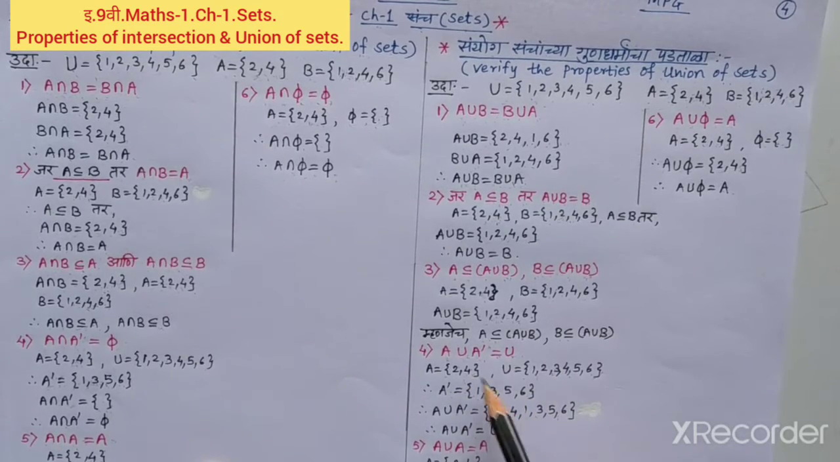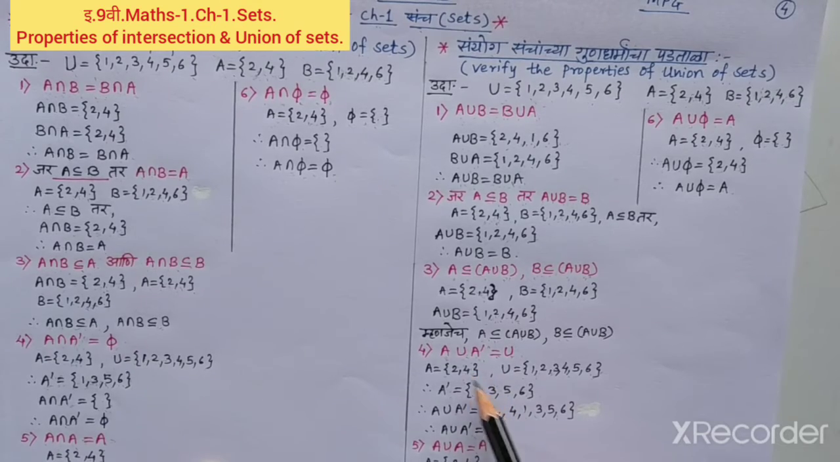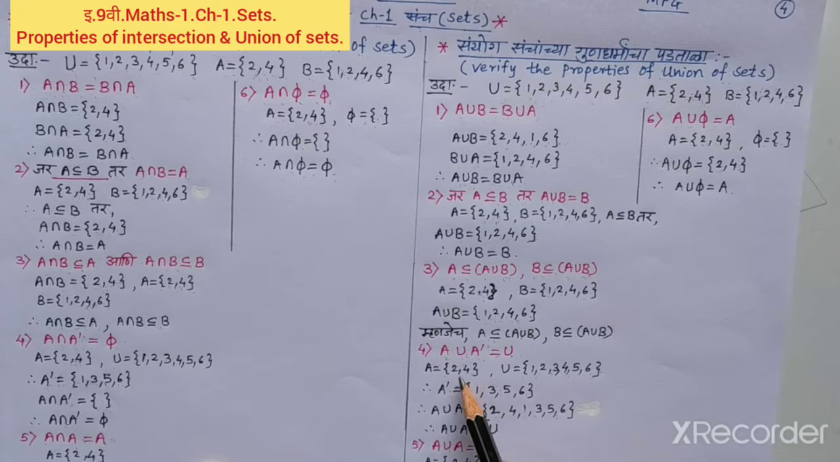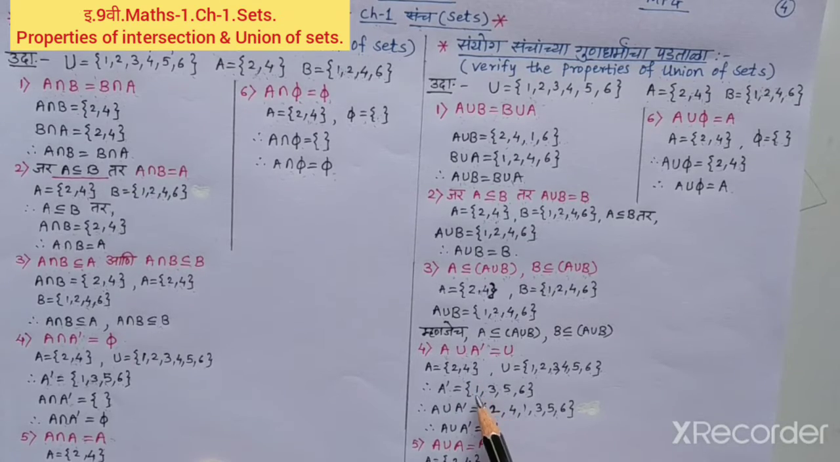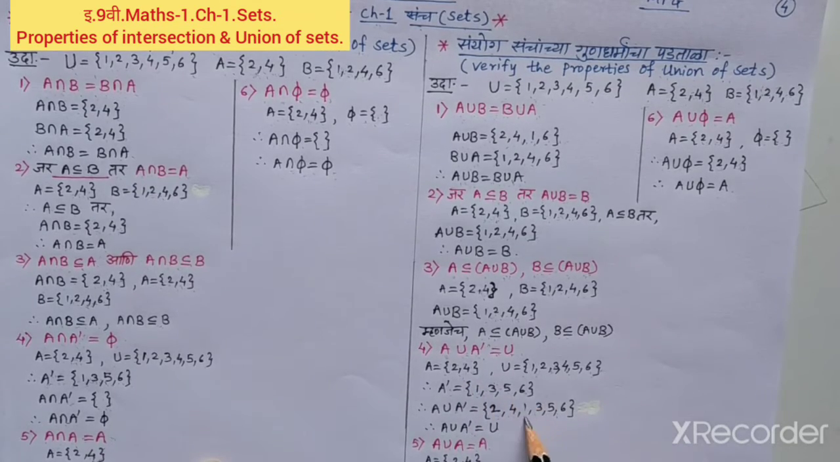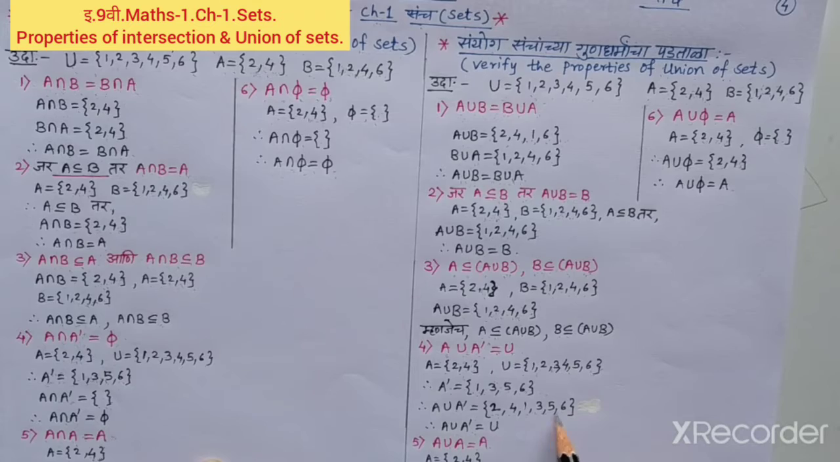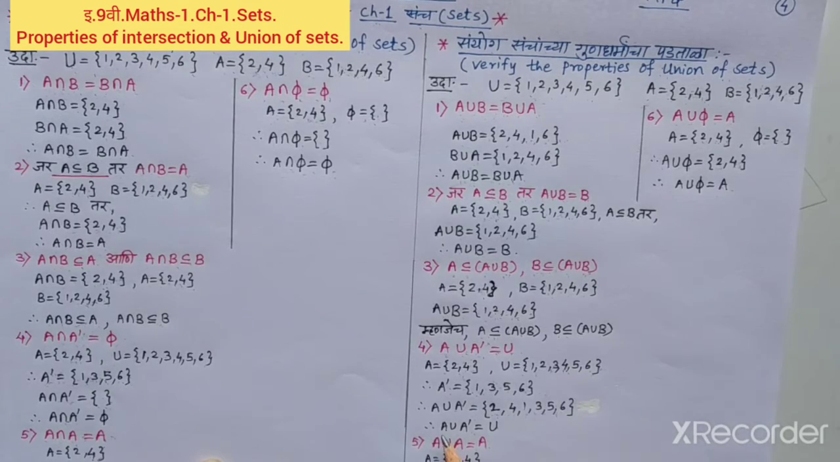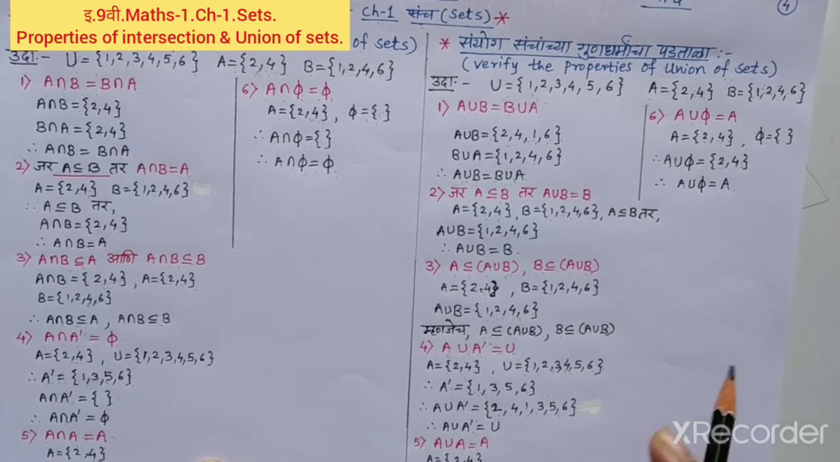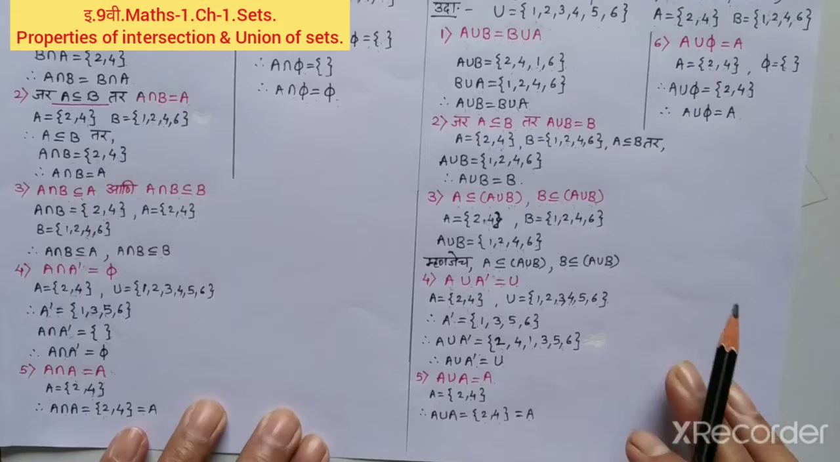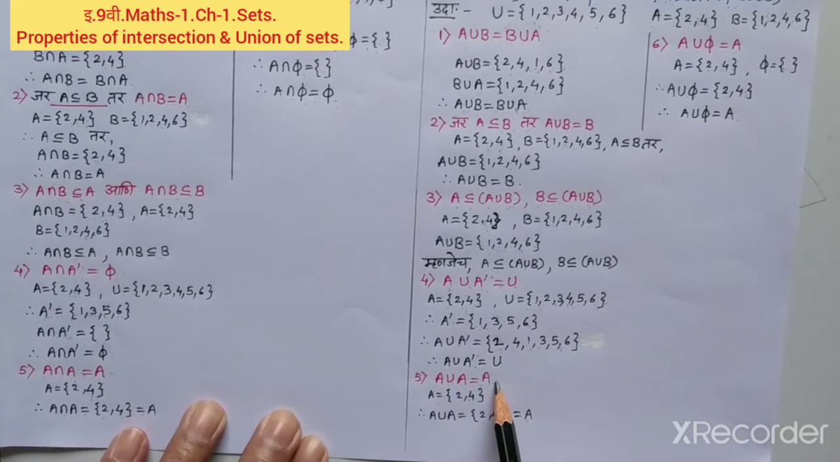So if we take the union of these two sets A and A dash, first write all the elements of A, 2, 4, then I will write all the elements of A dash here, 1, 3, 5, 6. So their union will be 2, 4, 1, 3, 5, 6. And if we observe that these are the elements of U itself, so the A union A dash is equal to the universal set.